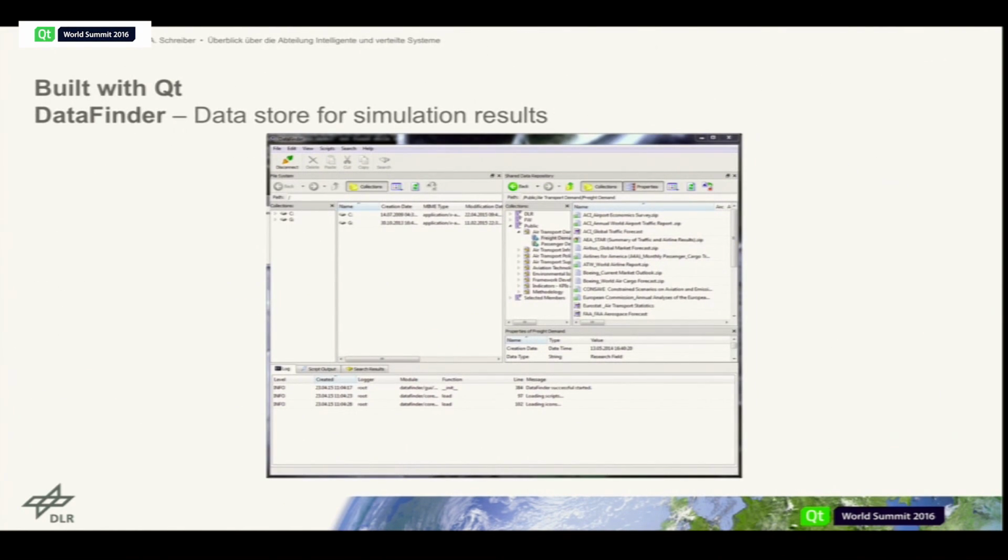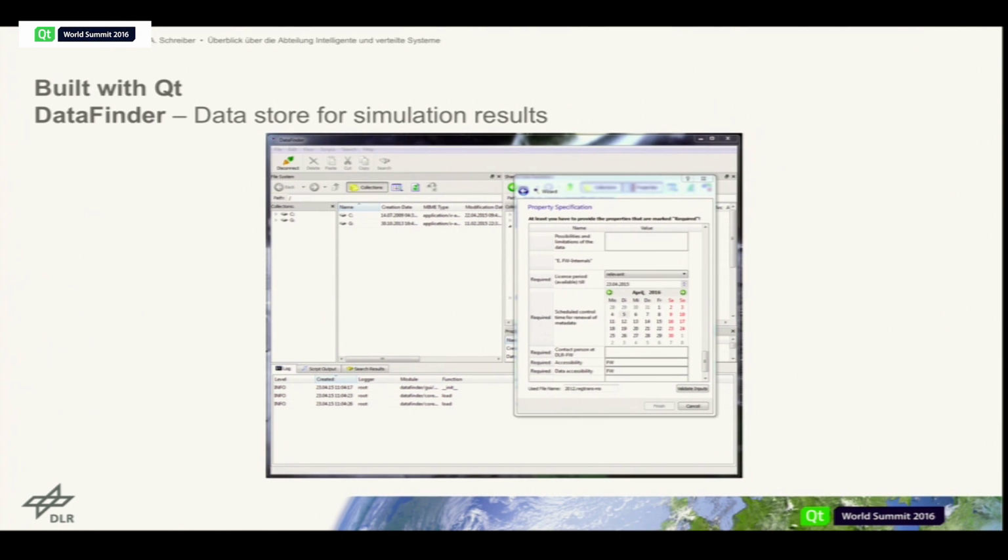And this is how it looks like. Really simple user interface with all the entries in your database. And we have some wizards which allow you to enter these data. And then we have some web front end where you can access these data.